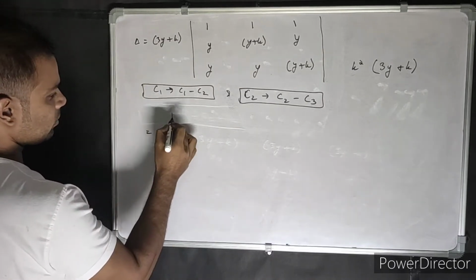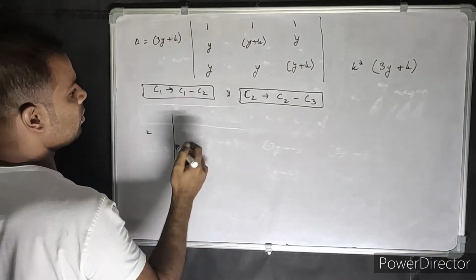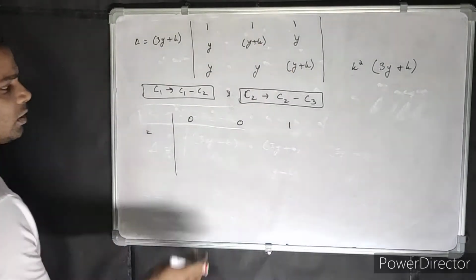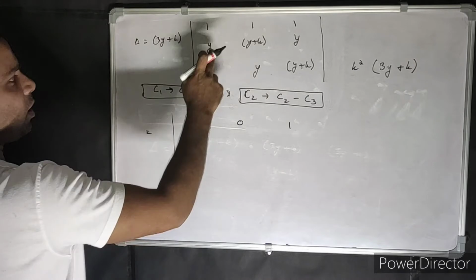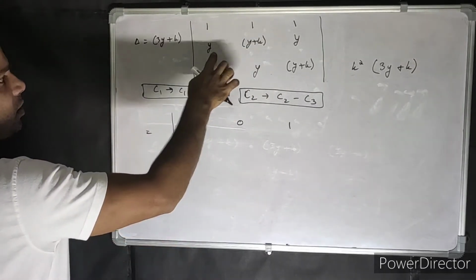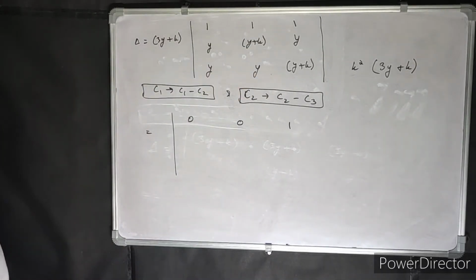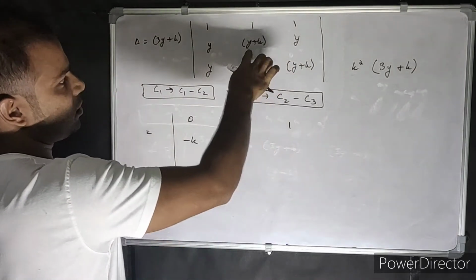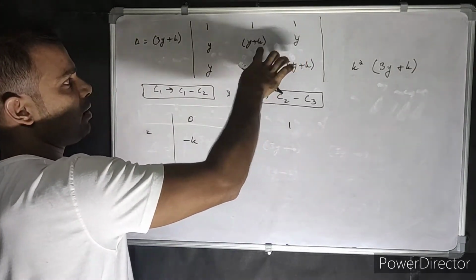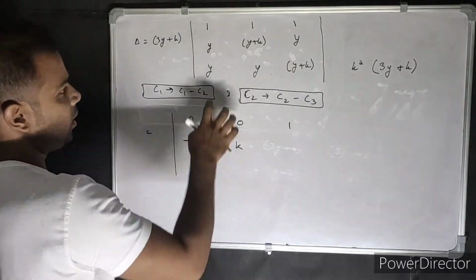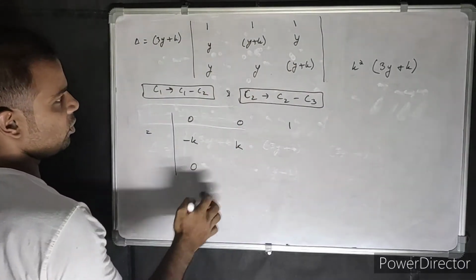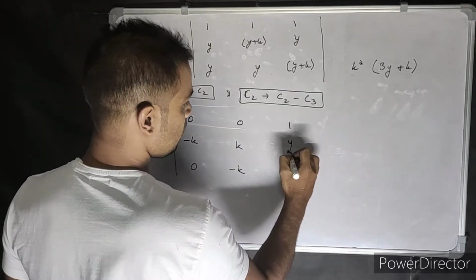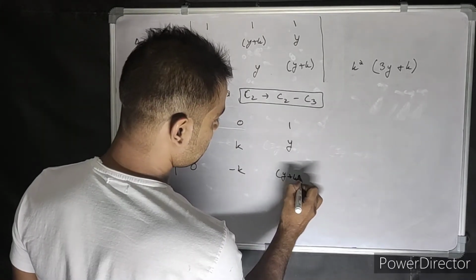So if you do column 1 minus column 2, you get a 0 here. Column 2 minus column 3, you get a 0 here. Copy this. First column you're done with. Now this minus this, y and y got cancelled, you got a minus k. Now this minus this, y and y got subtracted, and you just got a positive k. This minus this is going to give you a 0. This minus this is going to give you a negative k. Check it out. Y and y plus k.